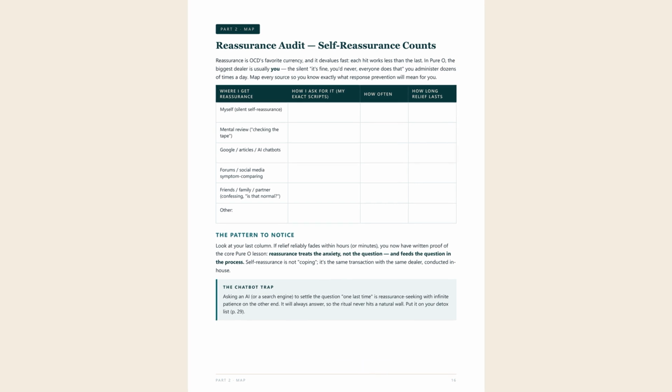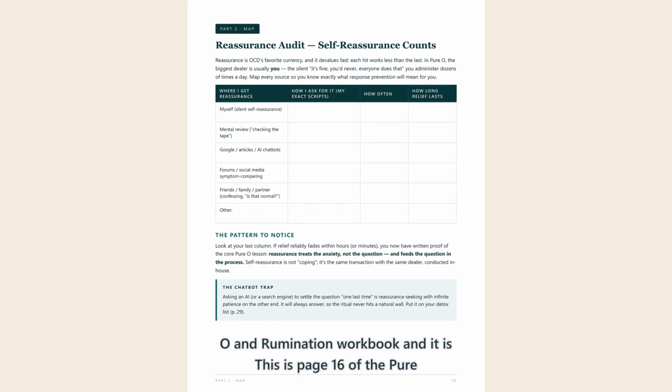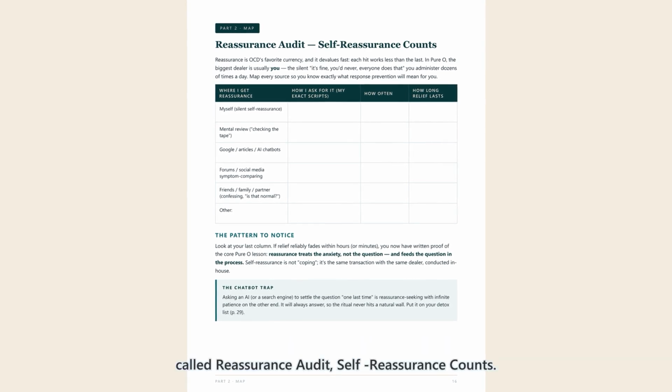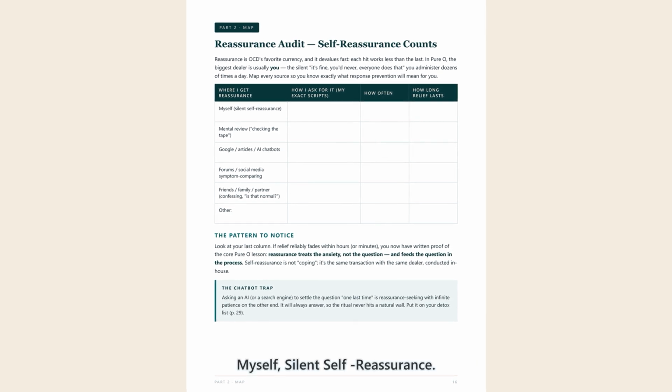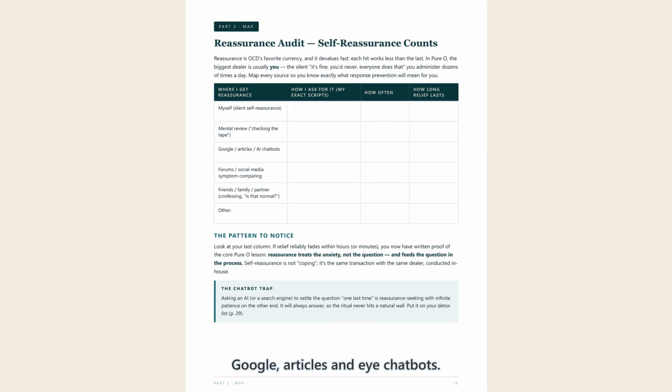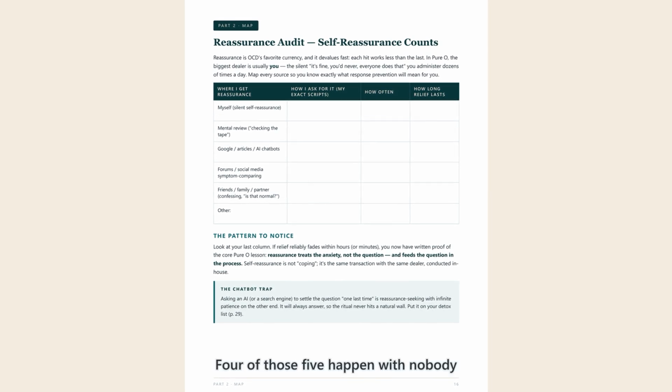Here is a real page. This is page 16 of the Pure O and Rumination workbook, and it is called Reassurance Audit, Self-Reassurance Counts. Look at what it lists as sources. Myself, silent self-reassurance. Mental review, checking the tape. Google, articles, and AI chatbots. Forums and social media, symptom comparing. Friends, family, partner. 4 of those 5 happen with nobody else in the room.